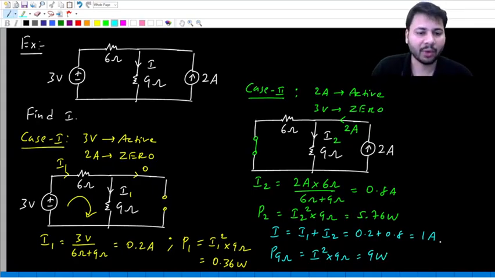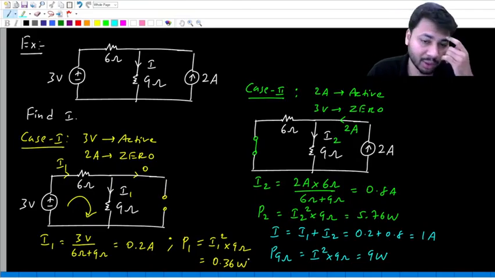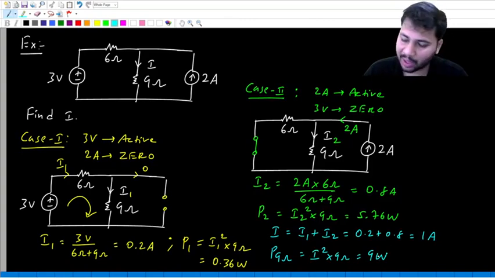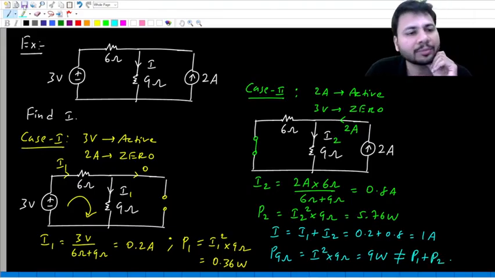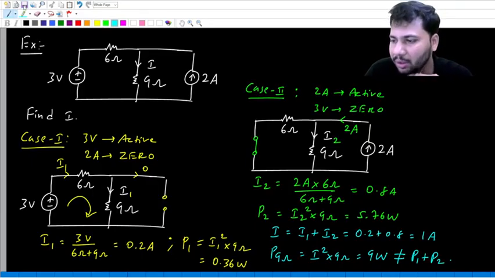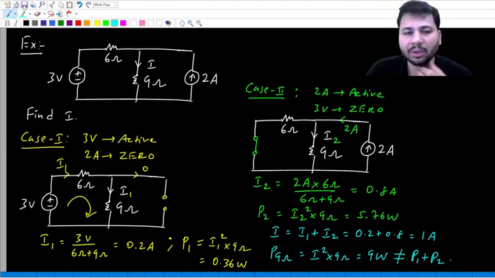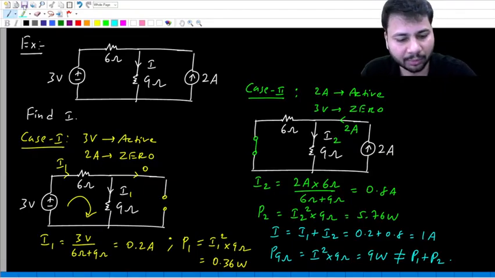9 watts. But if you add the individual powers, that is P1 plus P2, 5.76 plus 0.36 will be 6.12 or something, which is not the same as the actual power dissipated by the 9 ohm resistor. So this is not equal to P1 plus P2. So this is the point I was trying to make earlier. So for power calculations, do not use superposition directly. Yes, you can always use superposition to find the net voltage or the net current. And from the net voltage or net current, you find the power. But do not find the individual powers and add them and say that it is the net power. Okay, that is incorrect.